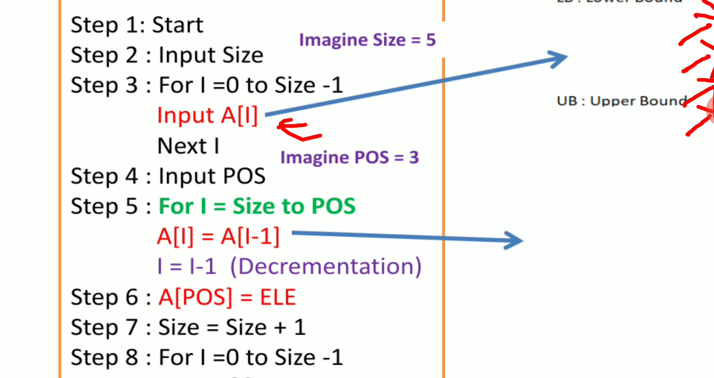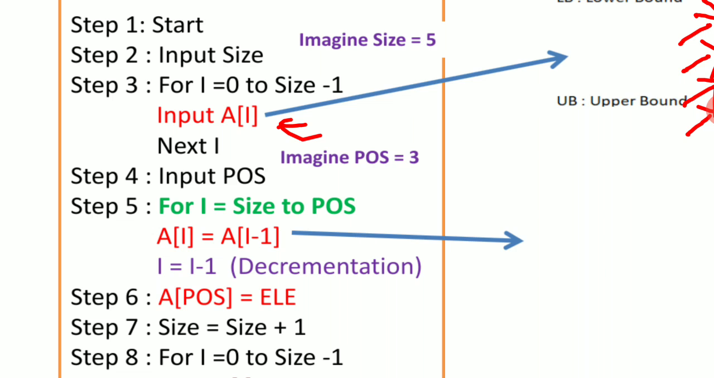I said here, for I equal to size to POS. I equal to size. What is size now? 5. This is very important, and you have to concentrate on this part. Insertion is not as easy as traversing. Quite difficult, but not too difficult. See here. What is the I value initially? Size. And what is the size value? 5.